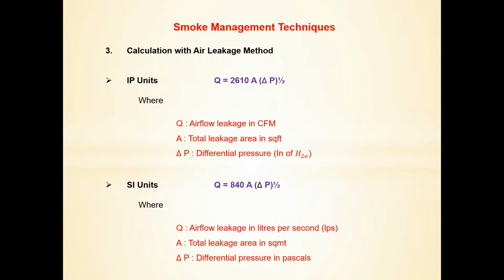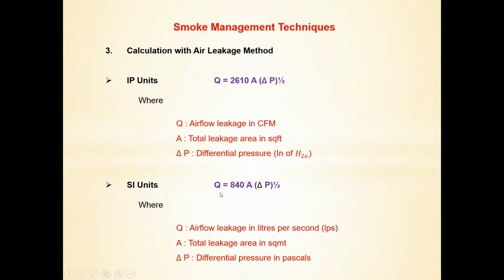So, now we discuss the smoke management techniques, how we calculate the total air leakage. It's given by the formula Q = 2610 A ΔP^(1/2), where Q is the airflow leakage in CFM, A is the total leakage area in square feet, and ΔP is the pressure differential to be maintained in inches of water.